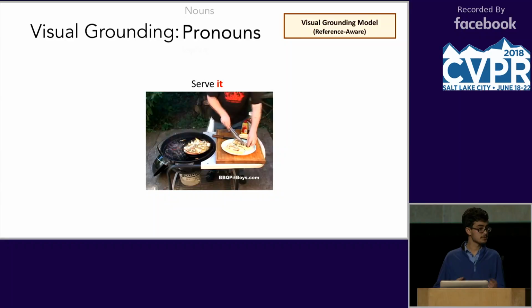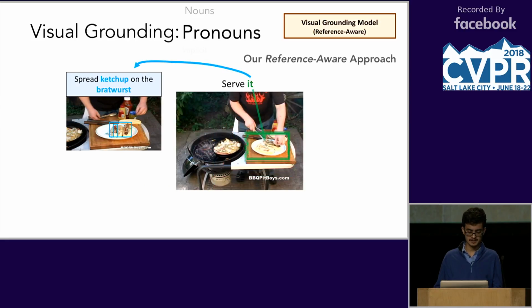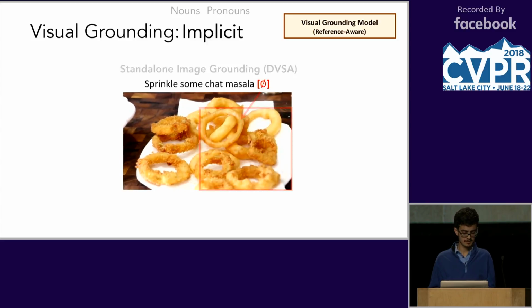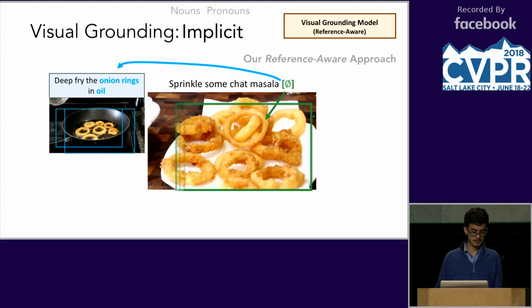With pronouns, we observe a similar trend as well. The standalone method is unable to tell where in the cluttered scene we're talking about for it. But if we have the appropriate context, our reference-aware approach is able to localize it more precisely. And finally, we observe improvements over implicit entities as well. Here, the implicit is referring to on top of the onion rings. That's sort of omitted. The standalone method doesn't know this. But our reference-aware method is able to link this back to a prior time step and provide a better grounding.